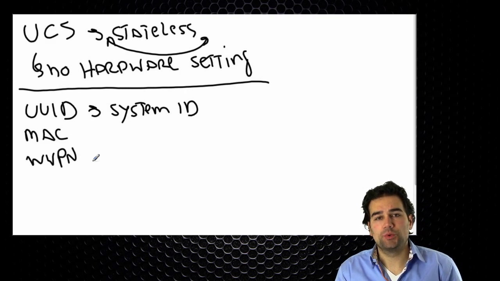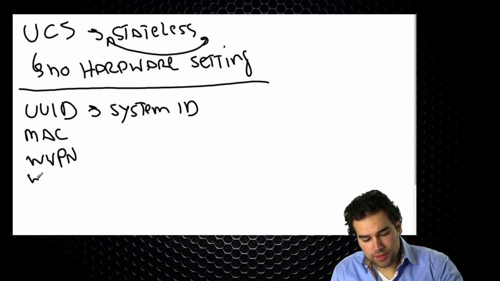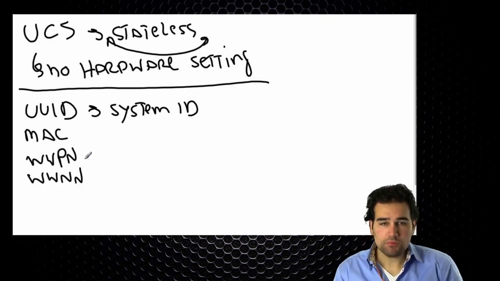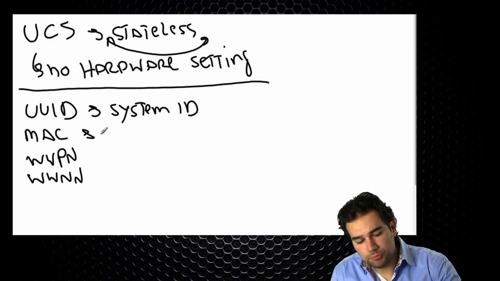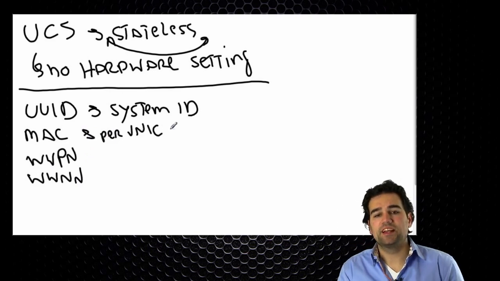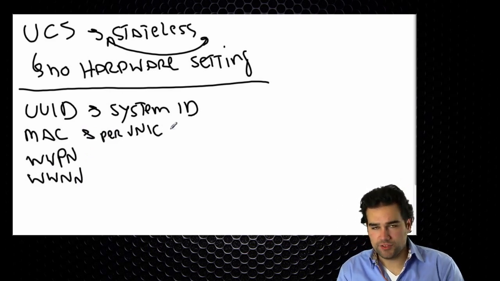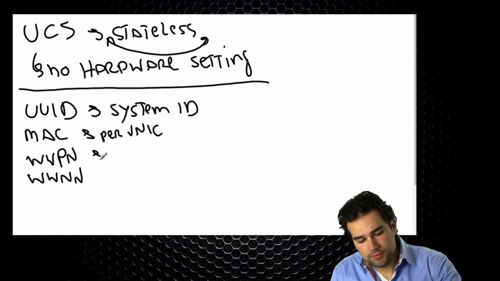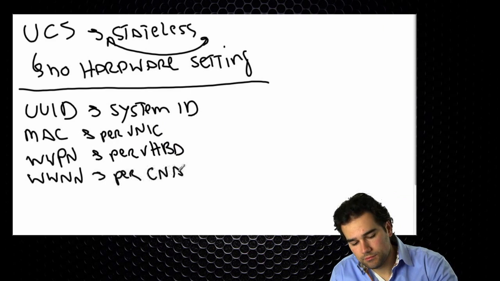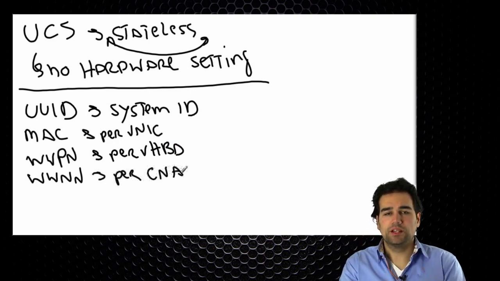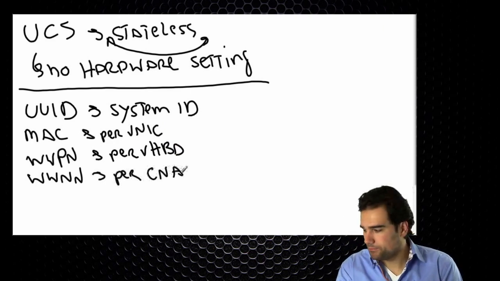Now, besides having a worldwide port name, I also have a worldwide node name. Per CNA, I have a worldwide node name. So this is per port, so per VNIC. Each VNIC that I create on a Palo card will get a MAC address assigned. This is per VHBA. And this is per CNA. So per physical adapter, I have one worldwide node name.